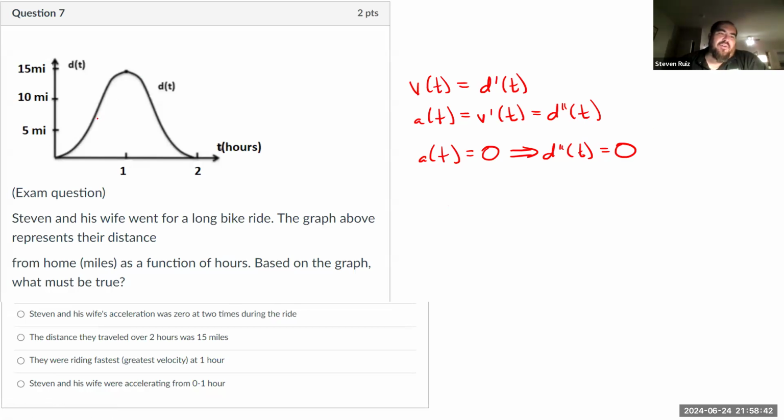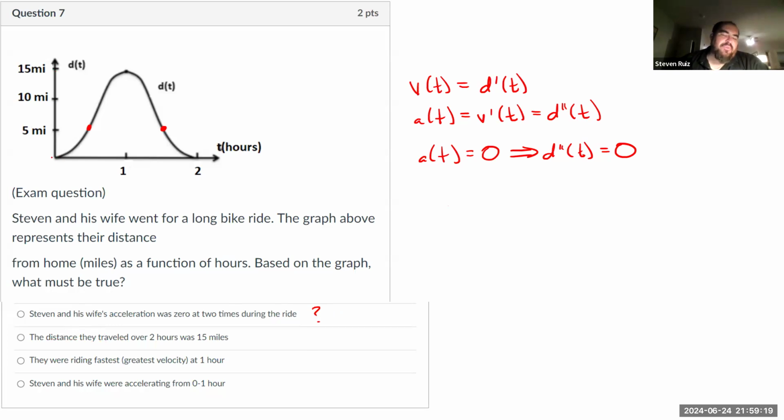It looks like in the center of the graph here, I have concave down. Is it concave down everywhere? I don't believe so. It looks like on the left and the right of this graph, I transition from being concave up to concave down. So that one actually feels plausible. It looks like I have two inflection points. This might be true. Moving on, the distance they traveled over 2 hours was 15 miles.